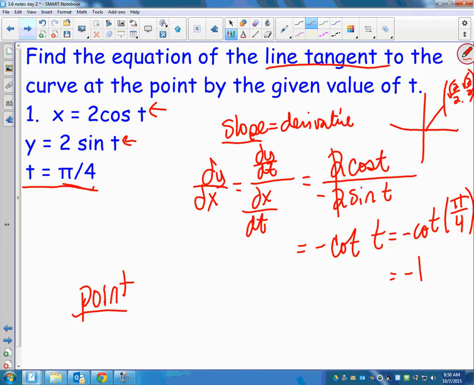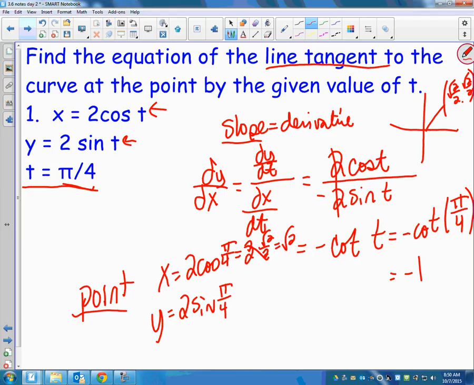So for my point, I'm going to say x equals 2 times cosine of pi/4, and y equals 2 times the sine of pi/4. Cosine and sine of pi/4 is just radical 2 over 2. So 2 times radical 2 over 2 is just radical 2, which means the point is radical 2, radical 2.